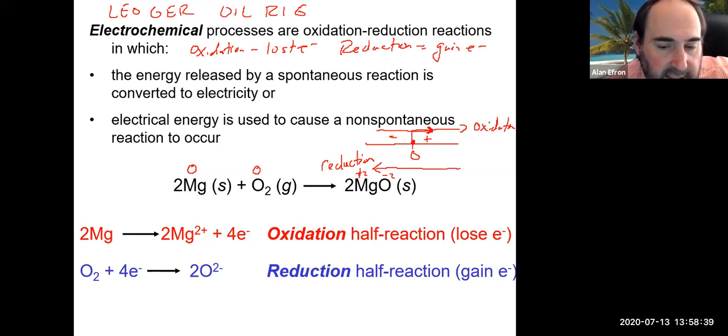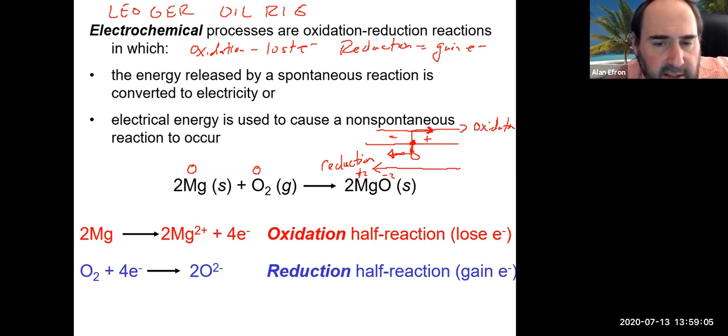Oxygen also started at 0, but it ended at -2, which means it is heading in this direction, going through reduction. So it's a very easy way to figure out what is being oxidized and what is being reduced. In this particular case as well, these are what are referred to as the half reactions. This is the oxidation half reaction. This is the reduction half reaction.